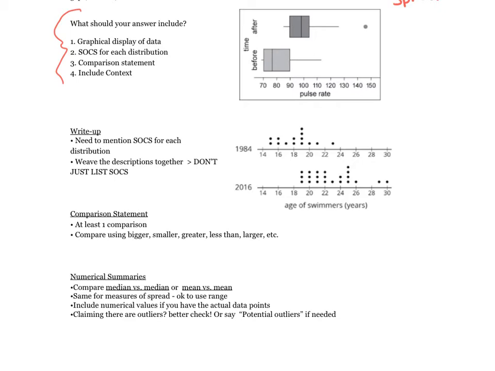You might say something like, there are no outliers in the pulse rates before exercise, and there's one high outlier in the pulse rates after exercise. So you want to weave them together in complete sentences. The comparison statement, you want at least one comparison. And you can use adjectives like bigger, smaller, greater, less than, larger, more, etc. Okay.